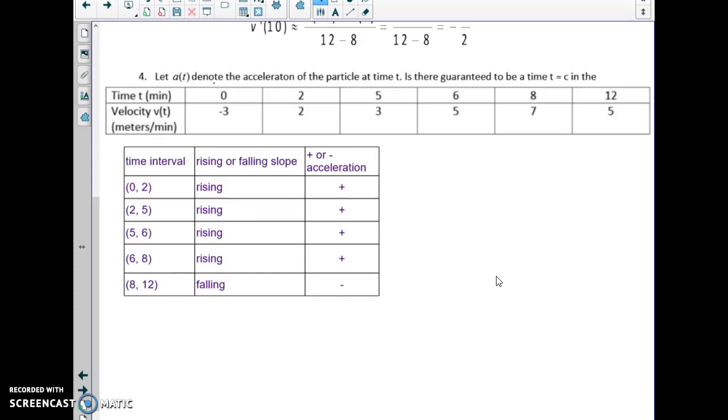I went ahead and created a table for you so you can see what was happening on these time intervals. From 0 to 2, the slope between those two values is a rising slope, so the graph is going up to the right. From 2 to 5, it's still going up. From 5 to 6, still going up. From 6 to 8, still going up. And then from 8 to 12, it starts to fall. So we have all these positive accelerations and then a negative acceleration. And what that tells me is there must be a time in there someplace.